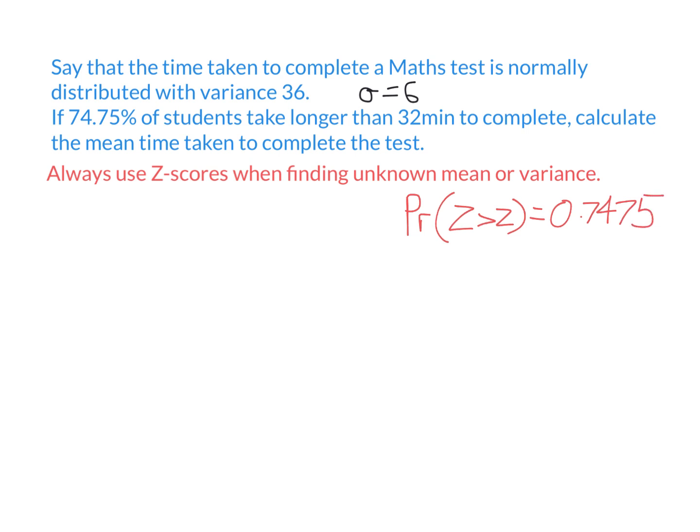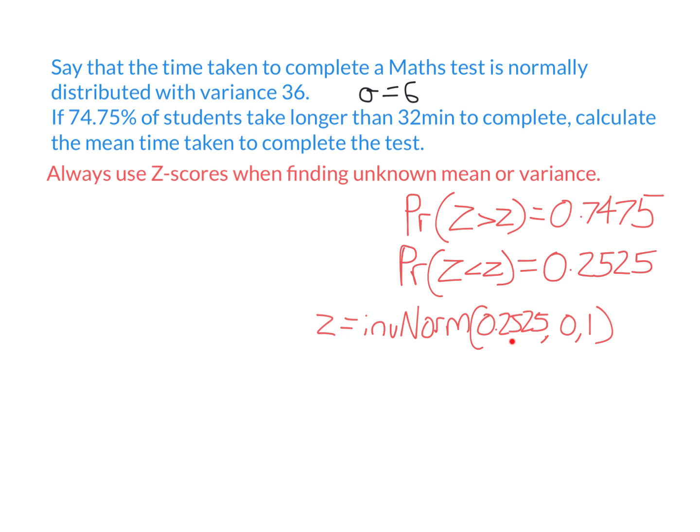So I need to use the inverse normal function on the graphics calculator. But remember, the inverse normal function can only calculate when you know the probability of being less than that value. So I really want to find the value Z such that being less than that is 1 minus 0.7475, which is 0.2525. So I put in my calculator inverse normal 0.2525, 0, 1 because the mean of the Z distribution is 0 and the variance and standard deviation are both 1. So putting that on my calculator, I get minus 0.6666. What does that actually mean?